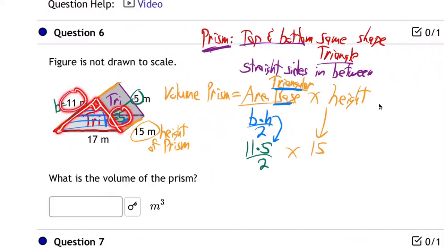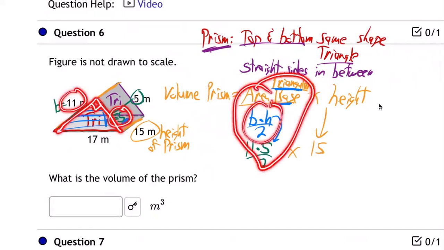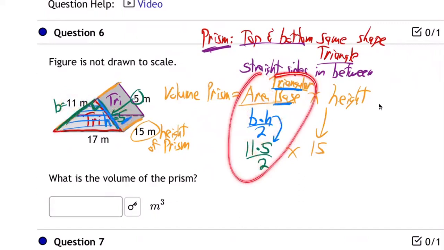So that's 11 and 5. And that's how you find the area of a triangle: base times height divided by 2. So 11 times 5 divided by 2. And that whole thing is the base of the 3-dimensional shape, the prism, whose height is 15. Why is that the height? Because that's the distance, the height right here for the whole three-dimensional prism, the distance at 90 degrees between the two triangular bases. So there we go.